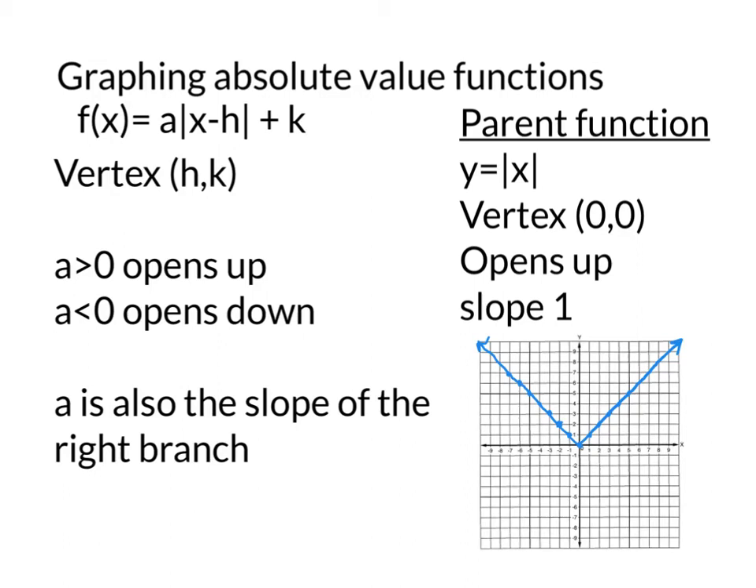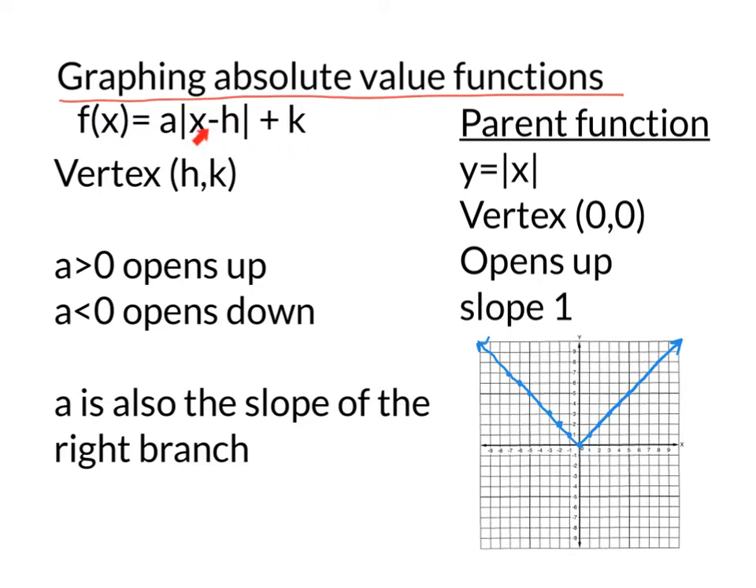We're going to look at graphing absolute value functions using the vertex and the slope. The general form of an absolute value function is f of x equals a times the absolute value of x minus h plus k. The vertex is at h comma k.